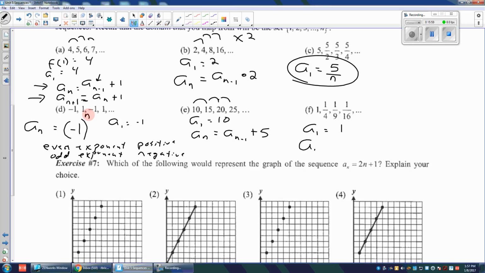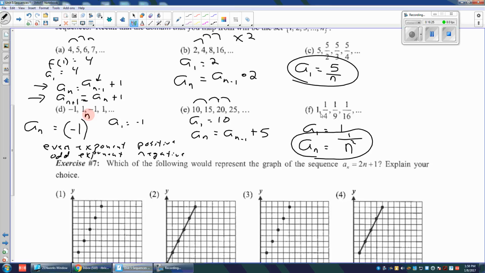My number is 1 over n squared. That's the second term, it's 2 squared. That's the third term, it's 3 squared. That's the fourth term, it is 4 squared.